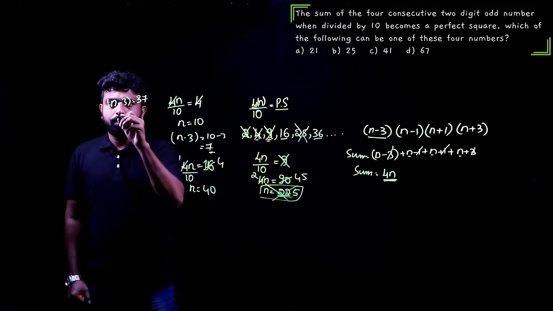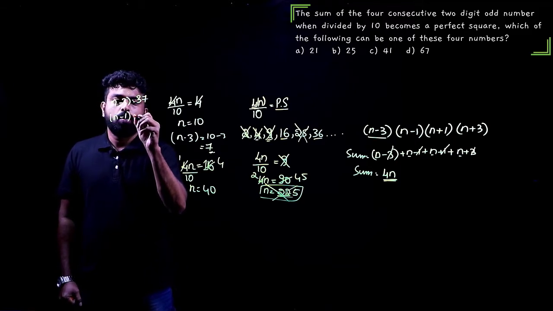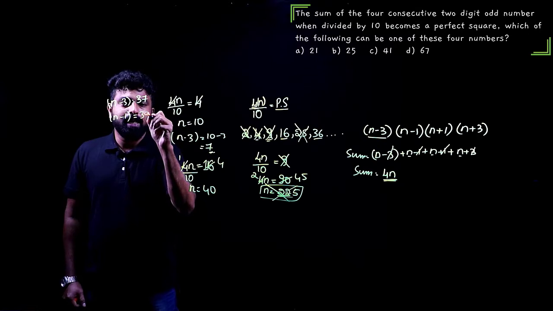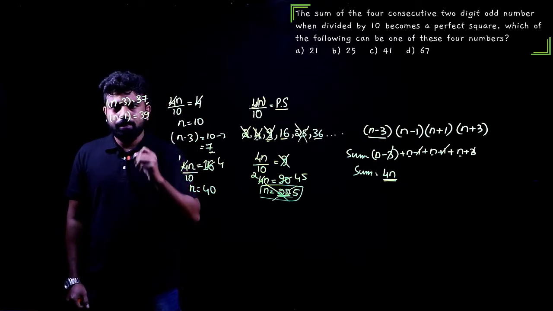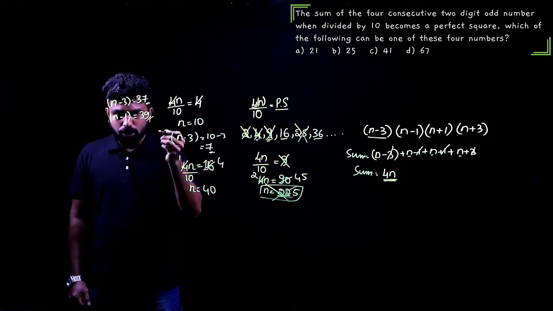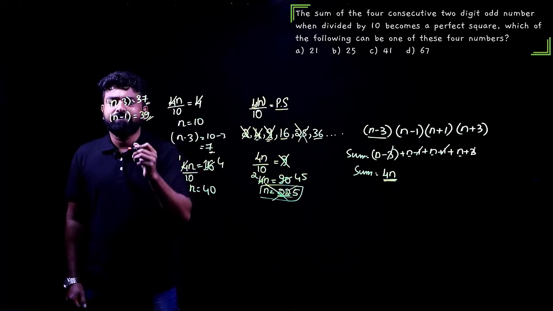What about my next term? n minus 1. What will be the value of n minus 1? It will be 40 minus 1, which is nothing but 39. Are these odd numbers? Yes, they are odd numbers. Are they 2-digit odd numbers? Yes, they are 2-digit odd numbers. Are they consecutive? Yes, they are consecutive as well.